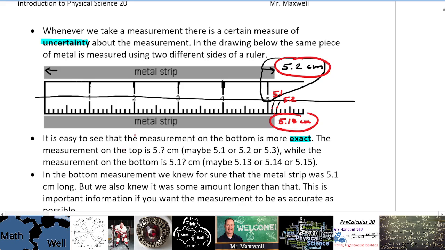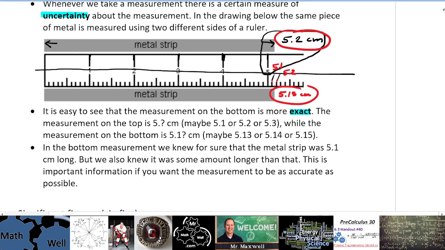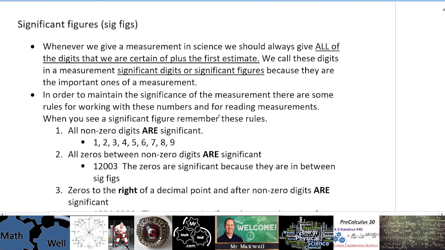Where were we? Okay, in the bottom measurement, we know for sure it's 5.1. We can go a little bit longer than that. Okay, significant figures. Now we're gonna hear a lot about significant figures. Okay, sometimes the textbook's gonna call it significant digits, but sig figs is the abbreviation, sig figs. Okay, now significant figures are really important when we're talking about using multiple measurements.